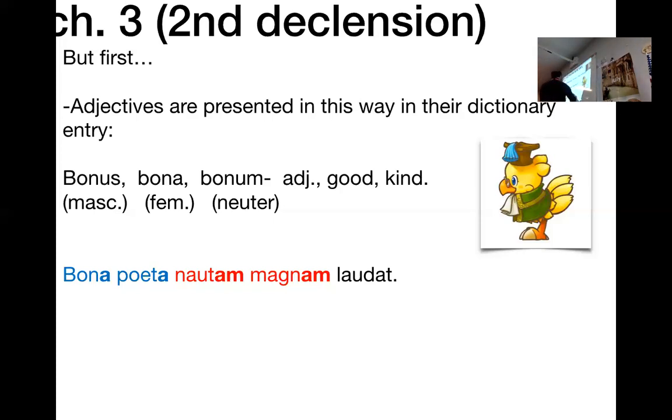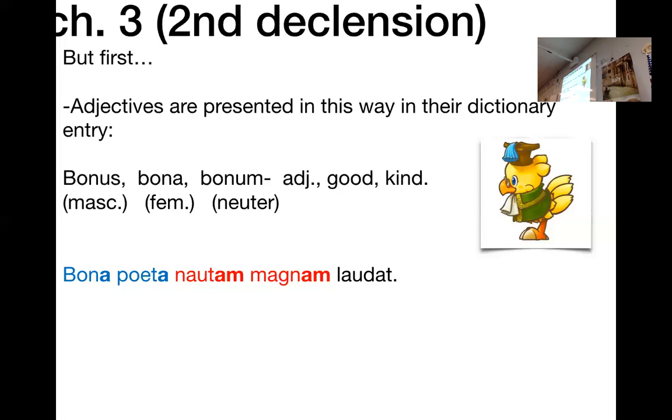Yes, to praise. And what person is it, Danny? First, second, or third? Or I'm sorry, Kylie is who I was talking to. Kylie, what person is it? So O, S, T, mus, tis, nt. You said third? Exactly. Very good. So it agrees with the good poet. So the good poet does what?